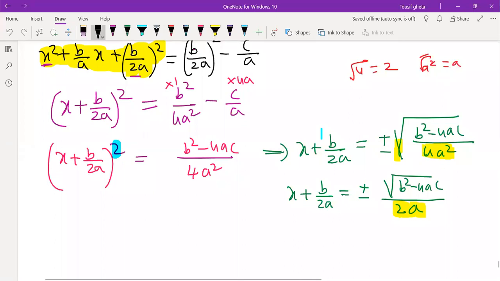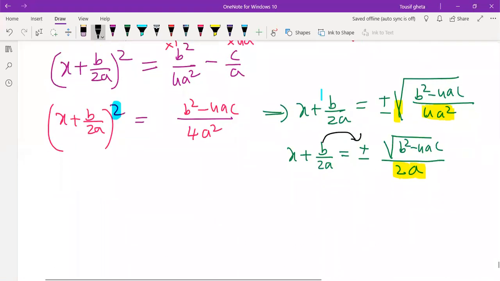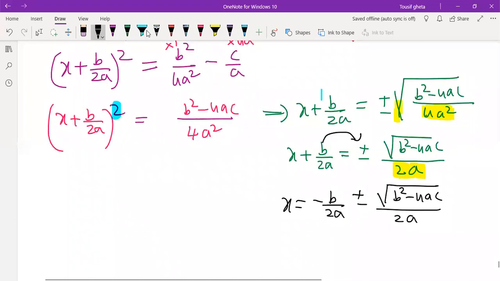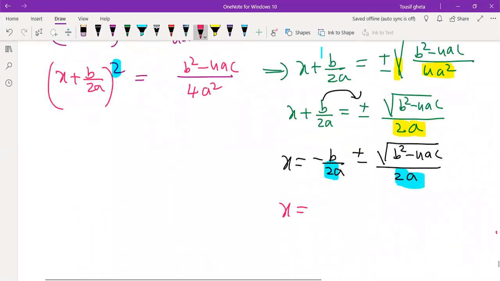Next step. Now this b by 2a we will get this side. So we will get x is equal to minus b by 2a plus or minus root of b square minus 4ac by 2a. Now we will take the LCM of this 2a and this 2a. So the LCM is 2a only. So x is equal to LCM is 2a here into 1 and here also into 1. So what will we get? Minus b plus or minus root of.